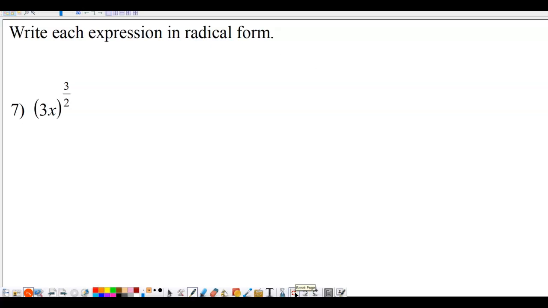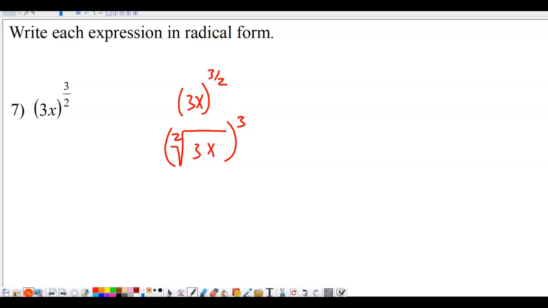So on this problem, we're going to have 3x being raised to the 3/2 power. So that would be the square root of 3x being cubed. Okay, I'm going to leave it like that. Sometimes you can simplify these things a little bit, but I'll be leaving it like that because I just want us to know how to transform it into the correct format at that point.